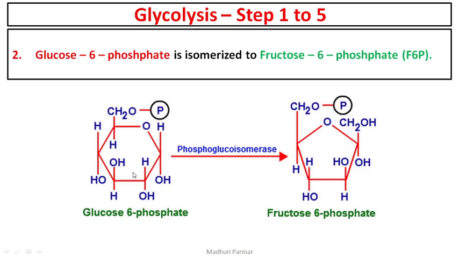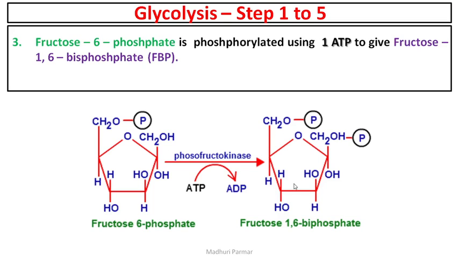It is isomerizing the glucose phosphate. What can be the other isomer of glucose? So you have a functional group isomer called fructose. So glucose 6 phosphate is getting converted into fructose 6 phosphate. So now you have this fructose molecule with the phosphate group attached to it. The third step is this fructose 6 phosphate.